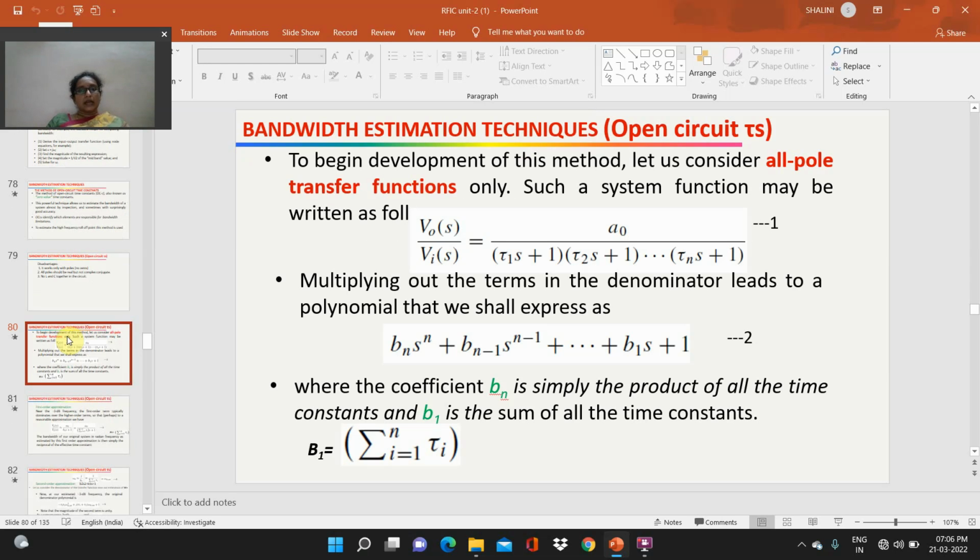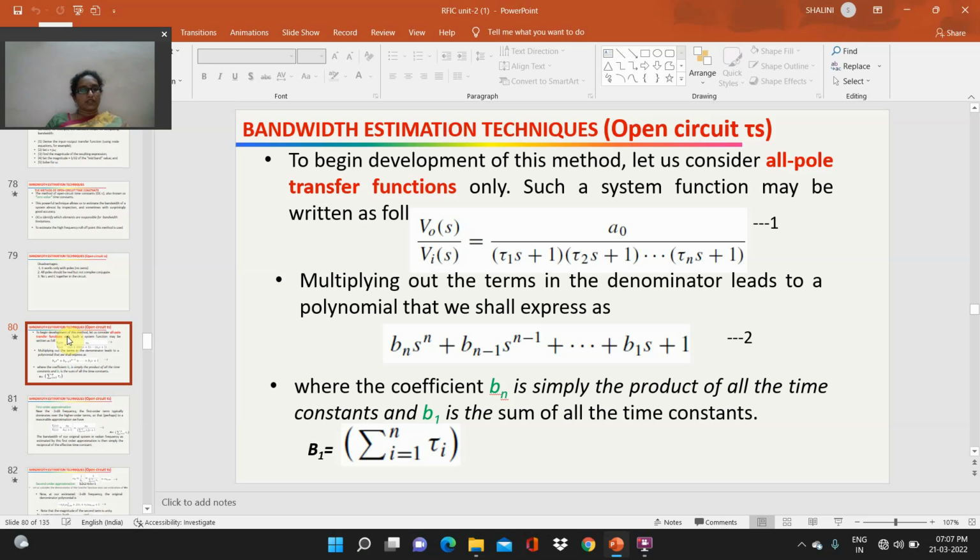To begin development of this method, let us consider all-pole transfer functions only. Such a system function may be written as Vo(s) by Vi(s) is equal to A0 by (tau 1 s plus 1)(tau 2 s plus 1) up to (tau n s plus 1). Multiplying out the terms in the denominator leads to a polynomial that we shall express as bn s to the power n plus bn minus 1 s to the power n minus 1, plus up to b1 s plus 1.